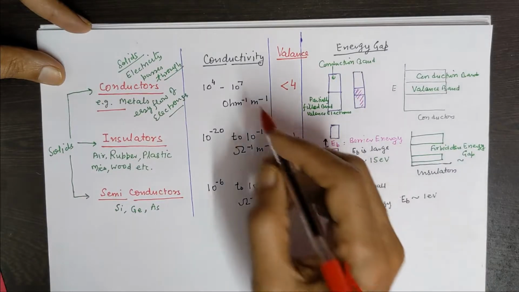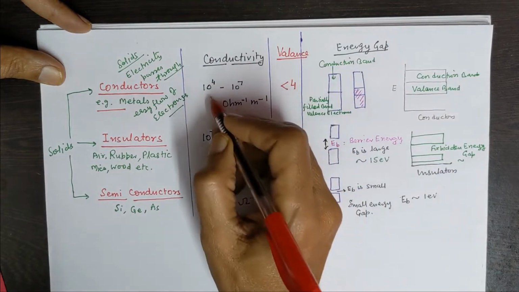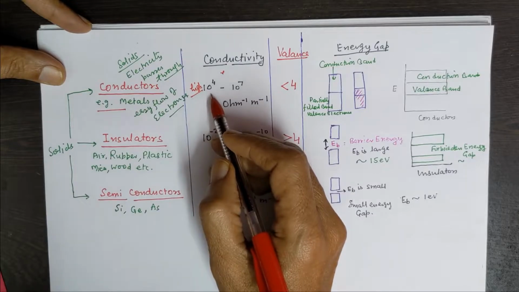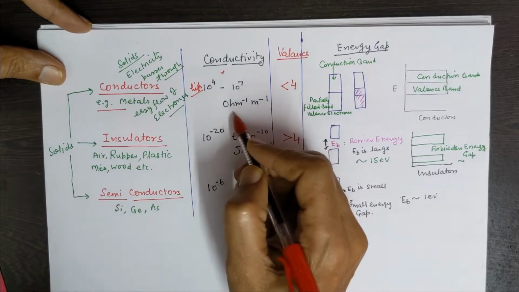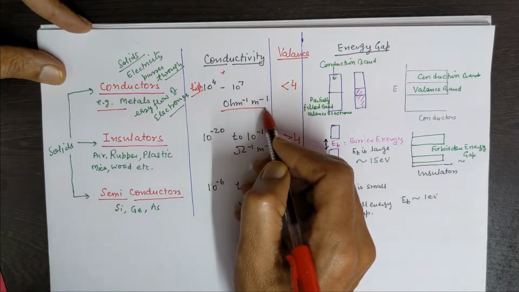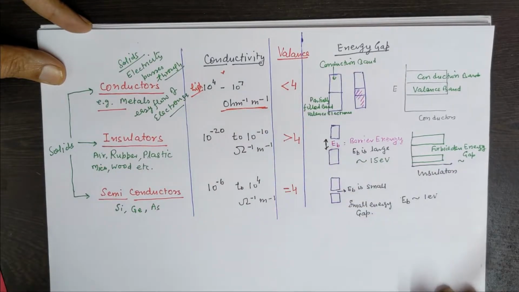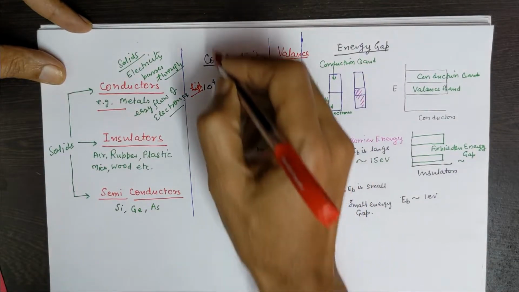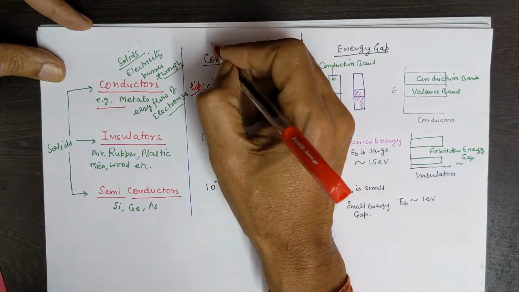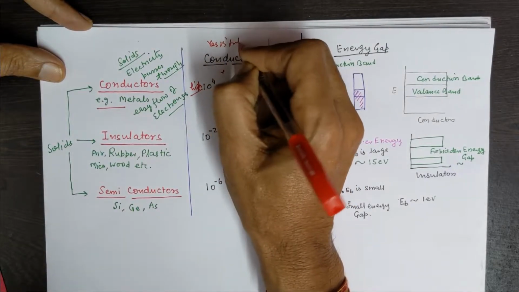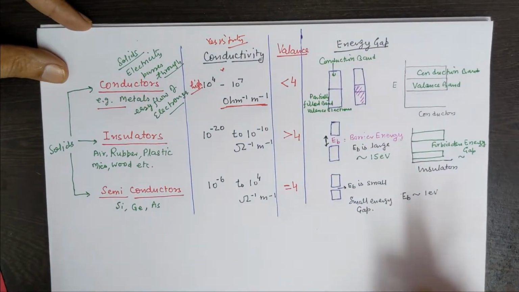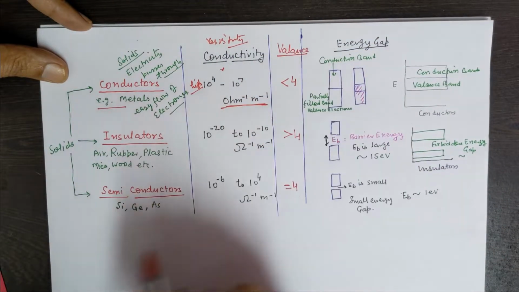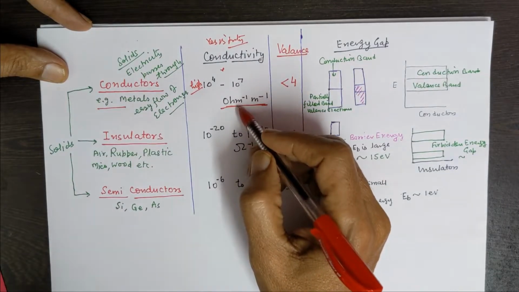कॉल्ड कंडक्टर्स. इनकी अगर हम कंडक्टिविटी देखें तो दैट इज़ वेरी हाई कंडक्टिविटी टू द रेंज ऑफ 10 raised to the power 4 to 10 raised to the power 7 ohm inverse meter inverse. See, this is the unit. See, conductivity is the reciprocal of resistivity and resistivity unit is ohm meter. So the conductivity is ohm minus 1 meter minus 1.